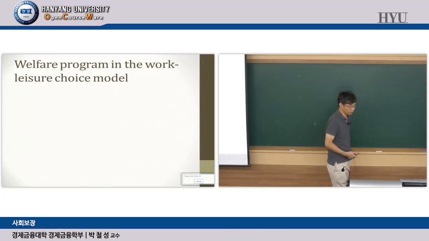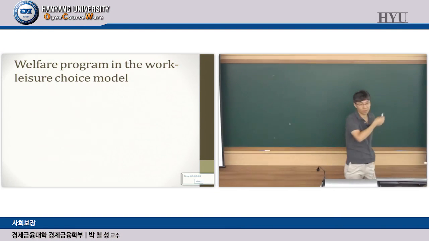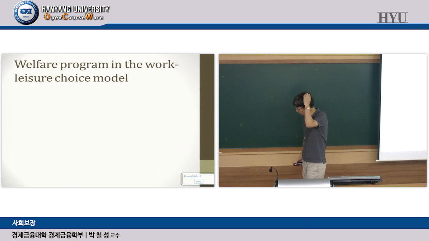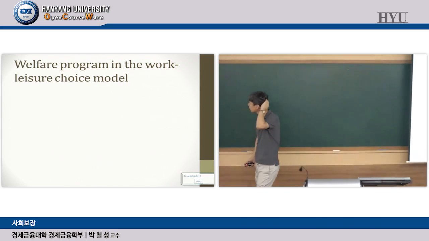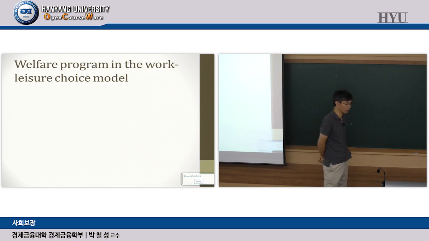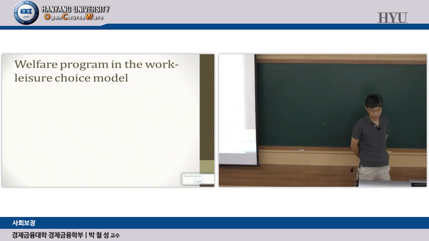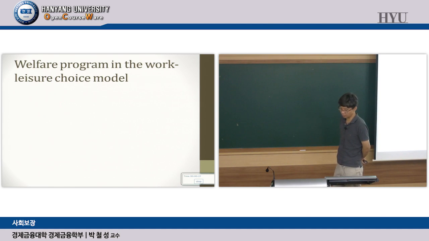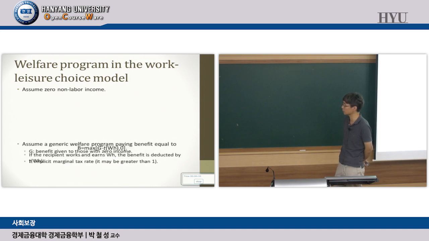In the last lecture, we started our discussion on welfare programs and labor supply, and then we looked at Korea's welfare program, and then we started our discussion on theoretical analysis of welfare programs in the labor market. So let me give you just a brief review of the last part, the work-leisure choice model.